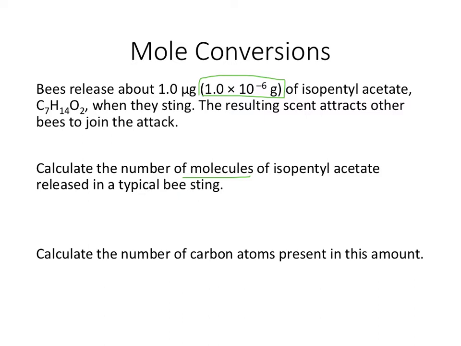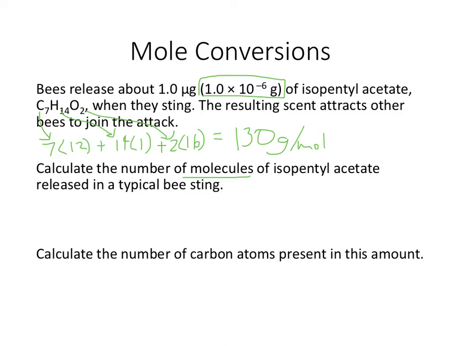So the first thing I'm going to need is the molar mass of isopentyl acetate. So I've got C7, that's 7 times carbon, plus H14, 14 times hydrogen, plus O2, 2 times oxygen. 7 times 12 plus 14 times 1 plus 2 times 16 gives me 130 grams per mole. That's the molar mass of isopentyl acetate.